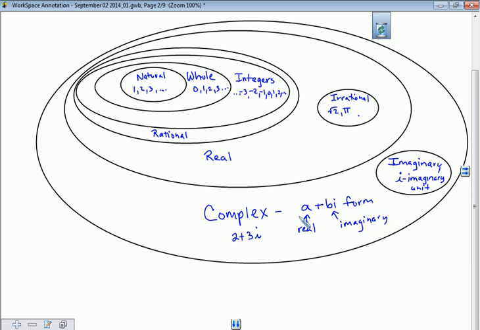So whenever you're presented with a complex number, or you come up with a solution and it turns out to be a complex number, you would always put the real part of that number first and the imaginary part second. So we always write our answers in this a plus bi form.